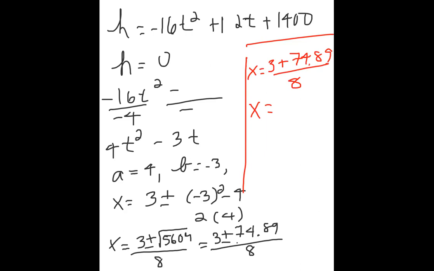So x will equal, rounded to the nearest 1 decimal place, 9.7. So it's going to take just about 9.7, slightly under 10 seconds, for that ball to hit the ground. Oh, it's a pebble, it's not even a ball. For the pebble to hit the ground, 9.7 seconds.